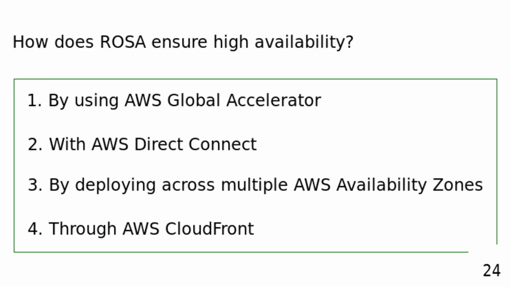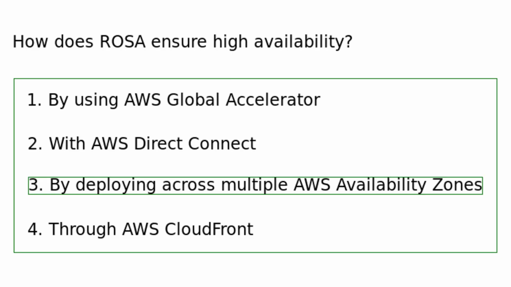How does ROSA ensure high availability? By using AWS Global Accelerator. With AWS Direct Connect. By deploying across multiple AWS availability zones. Through AWS CloudFront. ROSA ensures high availability by deploying control plane and worker nodes across multiple AWS availability zones.